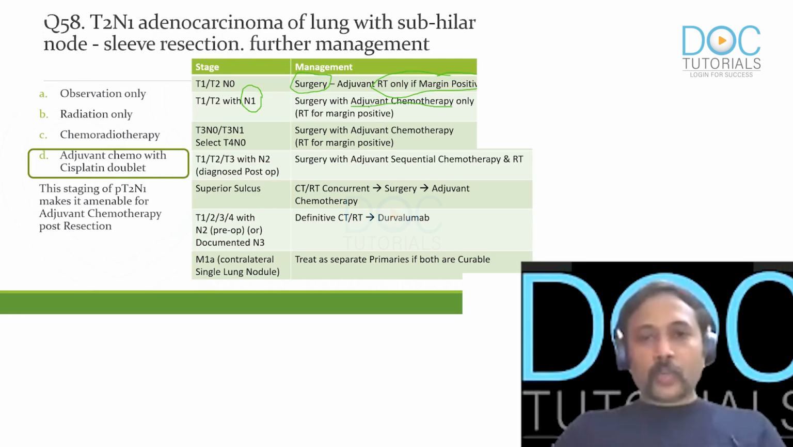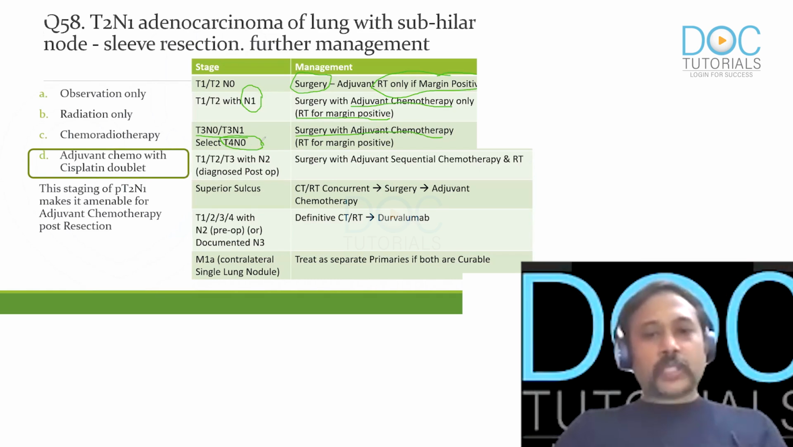So when you have N1 disease, the treatment is surgery with adjuvant chemotherapy only, and radiation is going to be given only for margin positive status. Again, the same thing applies for T3N0 or T3N1 as well, where you go for surgery with adjuvant chemotherapy and radiation only for the margin positive status. And this also applies to a very select group of T4N0 as well.